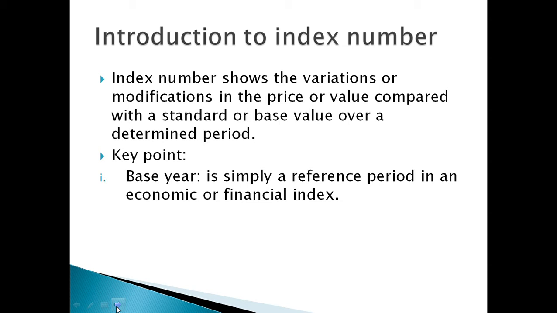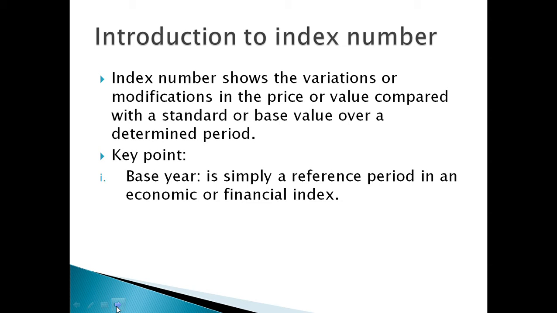Now, number is an arithmetic value that indicates the quantity or amount of something. So it's an arithmetic value. Now, combining both index and number together, we say it shows the variations or modifications in the price or value compared with a standard or base value over a determined period. This is very complex, but in simple terms, index number just compares the prices or the value of a particular item or group of items with a standard or base value over a determined period.